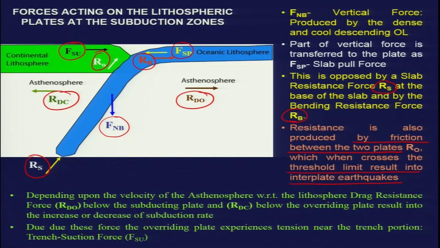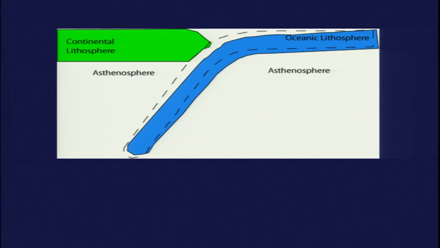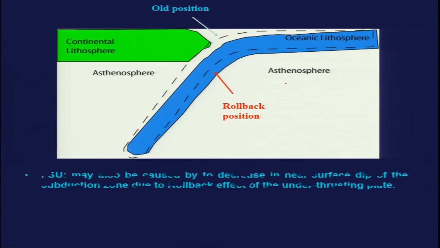Now coming to the next one, we have another example, considering a similar figure. So we have another, that is the rollback position. The plate which was subducting along this line here, this is the older position of the plate, it has rolled back because it has sunk in the asthenosphere.